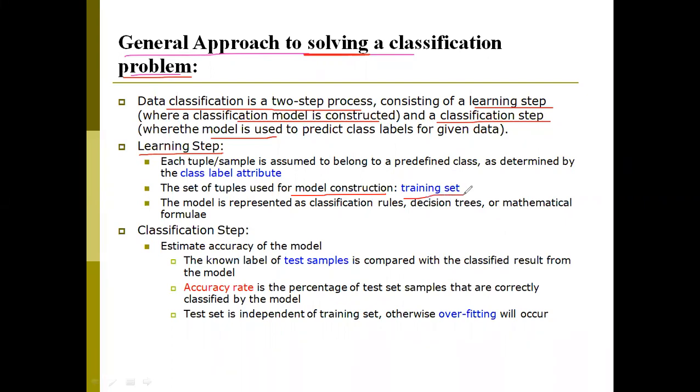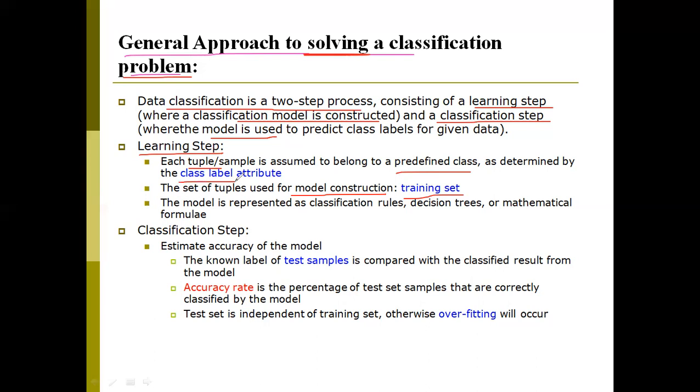Based on the training data set, we are going to construct a model. The training data set is complete data, a table that has complete information, where we know the class and class labels also. Here each tuple or each record is assumed to belong to a predefined class. In the training data set, each row of data belongs to a predefined class. That predefined class is the class label.